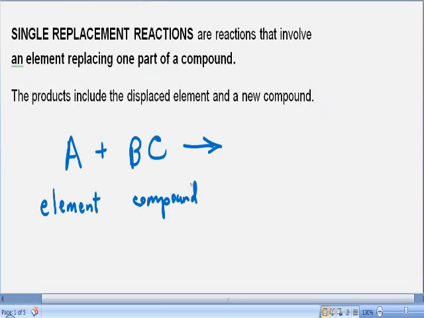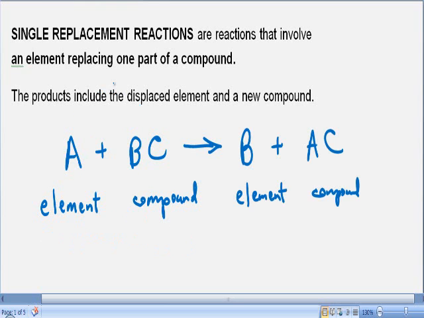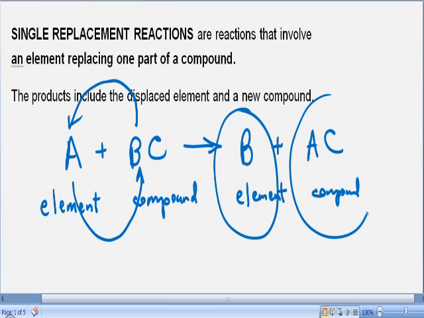The identifying feature of a single replacement reaction is we're going to have an element reacting with a compound. The element's going to come in and trade places with one of the atoms that are in the compound. The element will turn into an ion, and the ion in the compound turns into an element. So what we can see in a single replacement is we have this element A that's going to replace B in the compound. B turns into an element, and A now becomes part of the compound, replacing B in that compound. Hence the name single replacement.